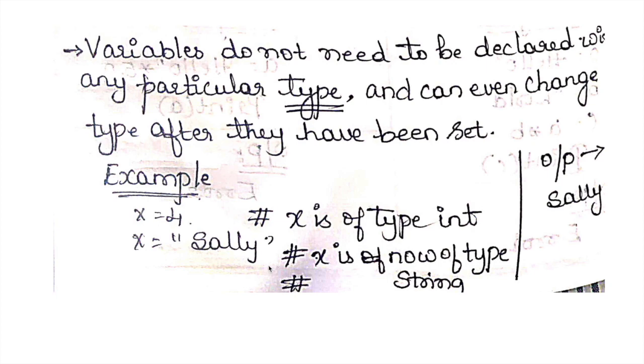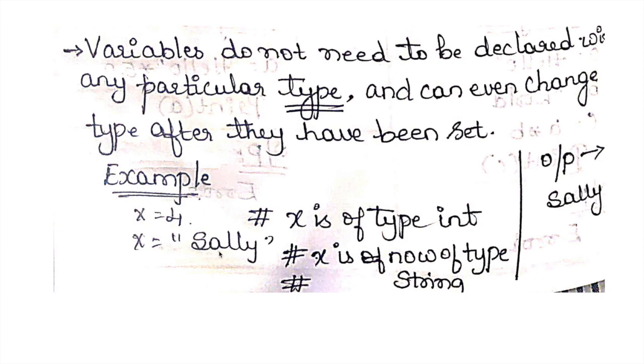For example, see, x is equal to 4. Now Python will understand that 4 is an integer type and it will assign that 4 to x. Same x, if you use Sally as a string, you can see x is now of type string. Just a moment before, x was integer. Now, when you use Sally, Python will automatically change from integer to string. x is equal to Sally.